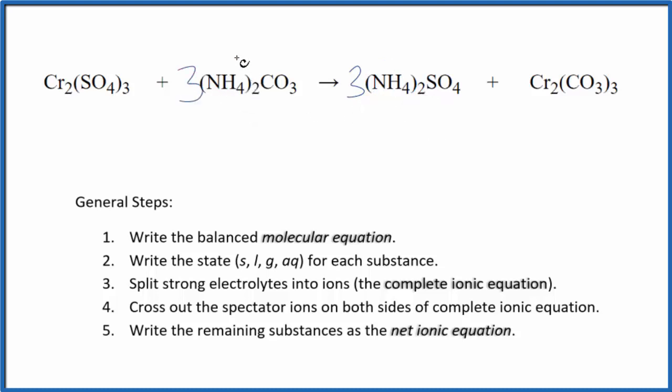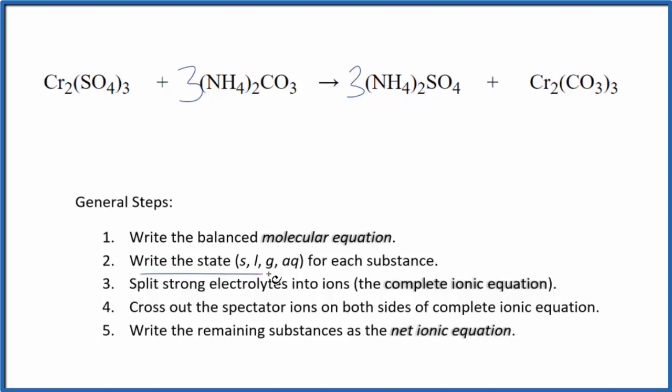3 times 2, 6 ammonium ions. 3 times the 1 carbonate gives me 3 carbonates, but I have 3 here already. And that's it. This is the balanced molecular equation. So treat the polyatomic ions as just one thing if you have them on both sides. It makes it a lot easier to balance.